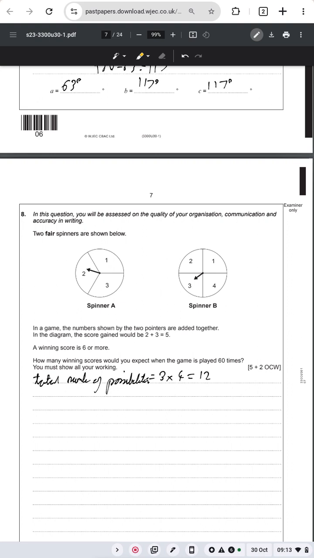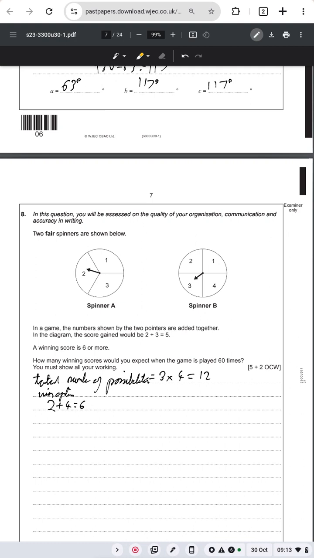Now we're looking to see what possibilities can add up to a number of 6 or more. So we can have 1 plus 4 is the biggest we can have if spinner A lands on 1, which is 5, which isn't big enough. So we're going to have a look at the 2s. So the only way we're going to get to a 6 if we land on 2 on spinner A is if it goes to 2 plus 4, which is 6. So we're going to call this winning options.